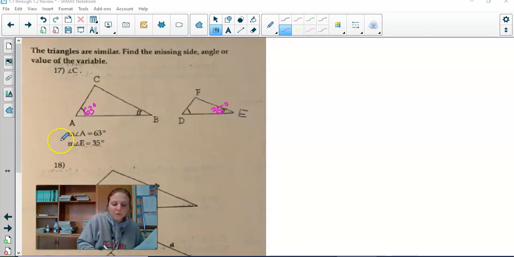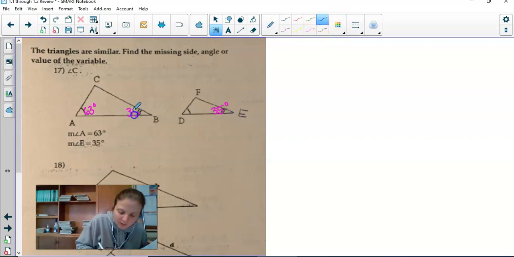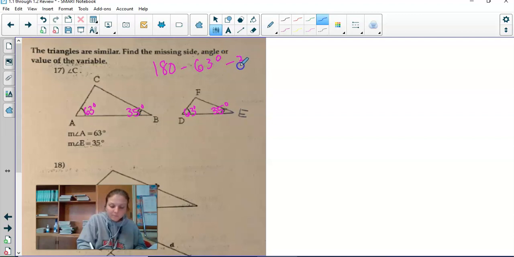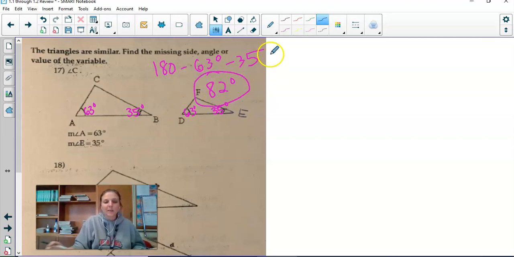In this example, you were given some information. Angle A is 63, angle E is 35. I'm going to fill in the rest of the information. This would also be 35. This would also be 63. So if we're looking for the missing angle C, all you have to do is take 180 and subtract each angle. Angle C then would equal 82 degrees. So it's just 180 minus 63 minus 35.